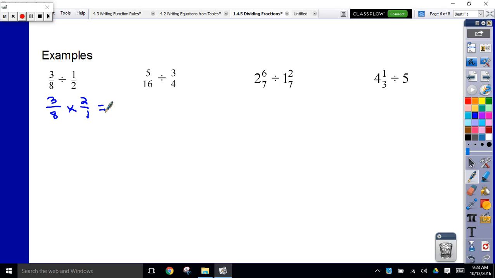Hillary, question. How come you only flip one of them? Because what we're doing is we're figuring out how many halves go into 3/8, and so we just end up multiplying by the second one. It was always the second one. It will not work if you flip the first one.